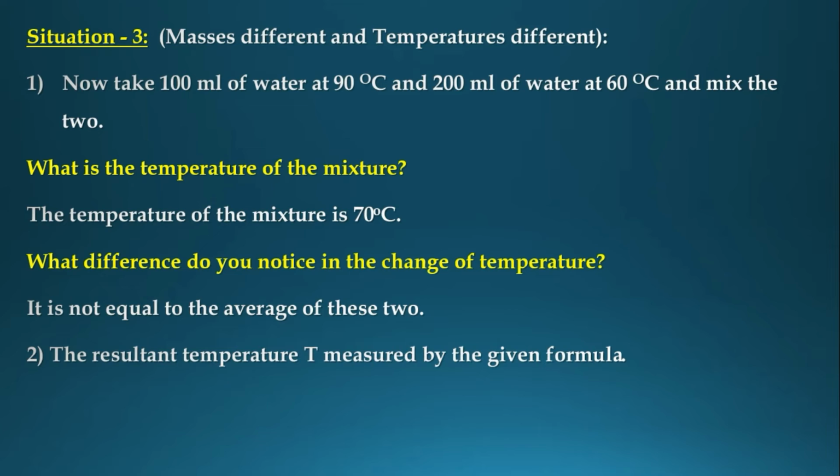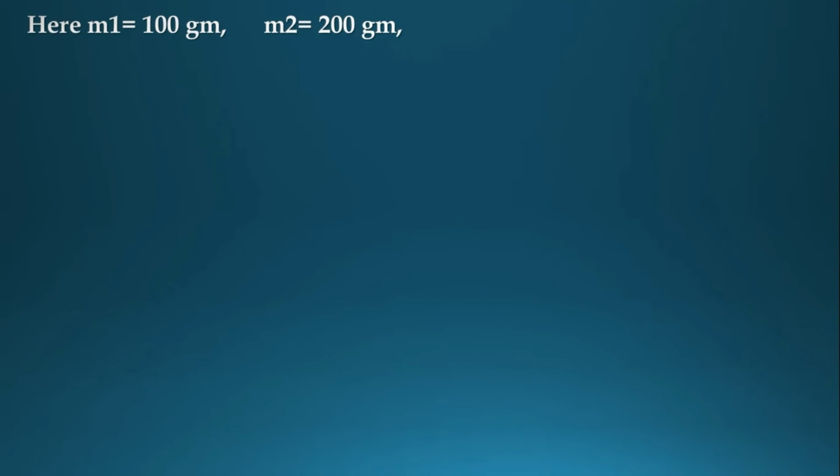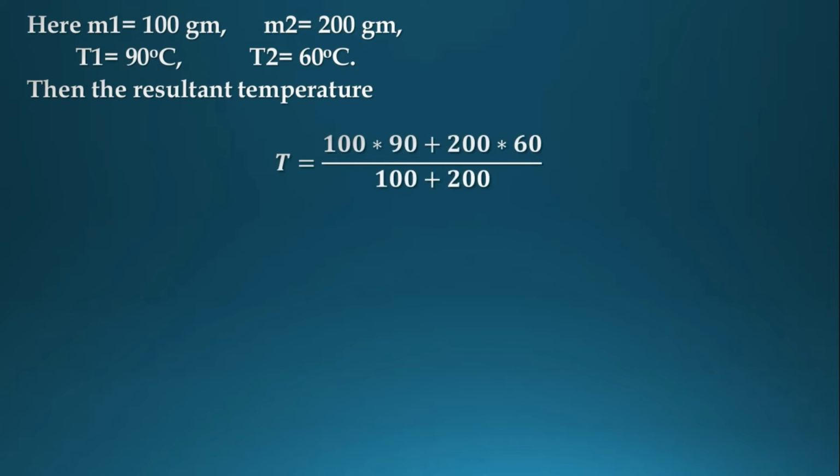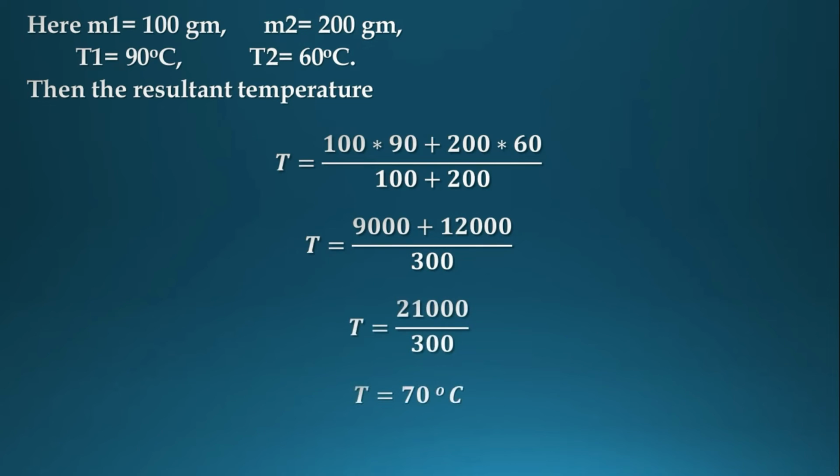The resultant temperature will be measured by the given formula: T is equal to (M1 T1 plus M2 T2) by (M1 plus M2). Now, M1 is equal to 100 grams, M2 is equal to 200 grams. T1 is equal to 90 degrees, T2 is equal to 60 degrees. Now the resultant temperature will be (100 into 90 plus 200 into 60) by (100 plus 200). So you will get 70 degrees Celsius.